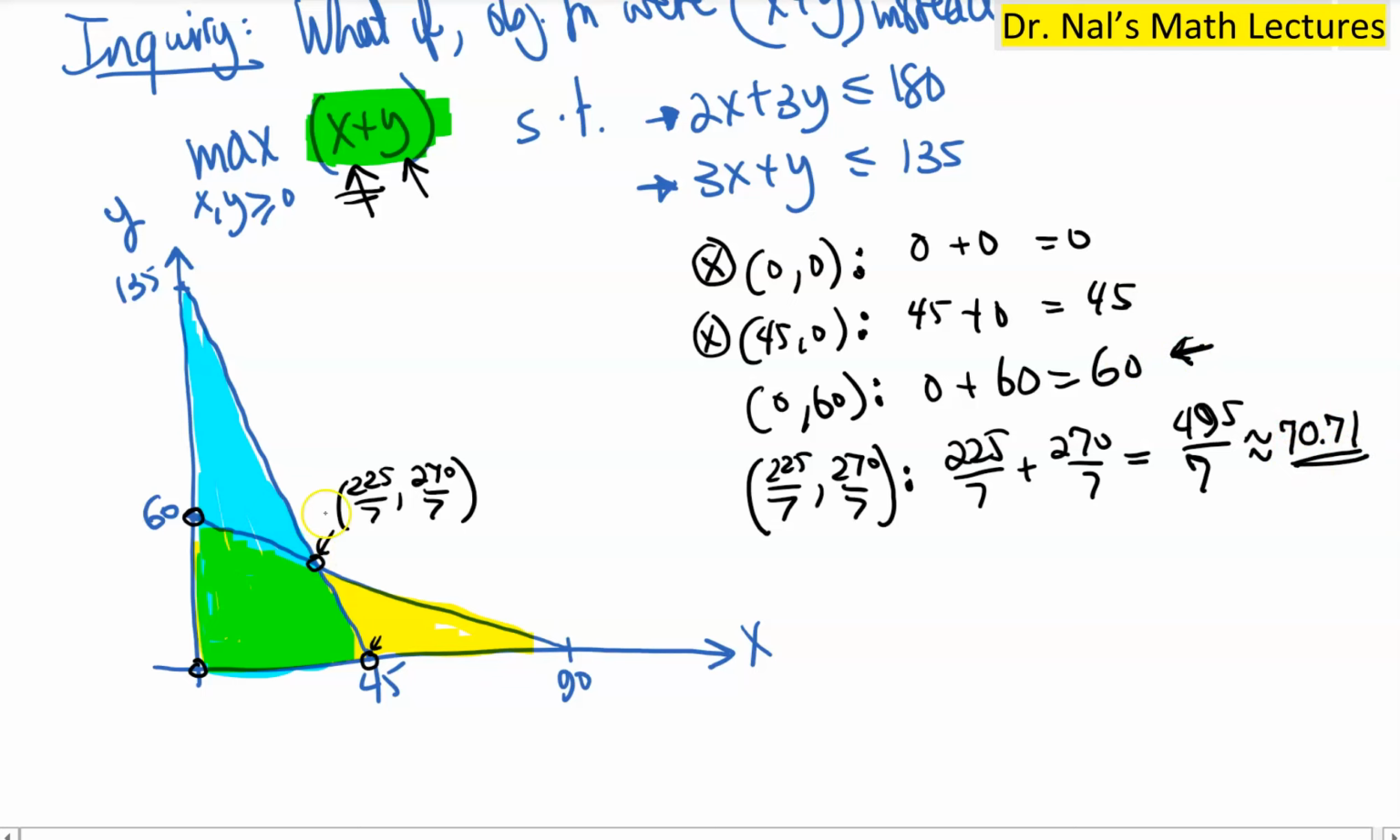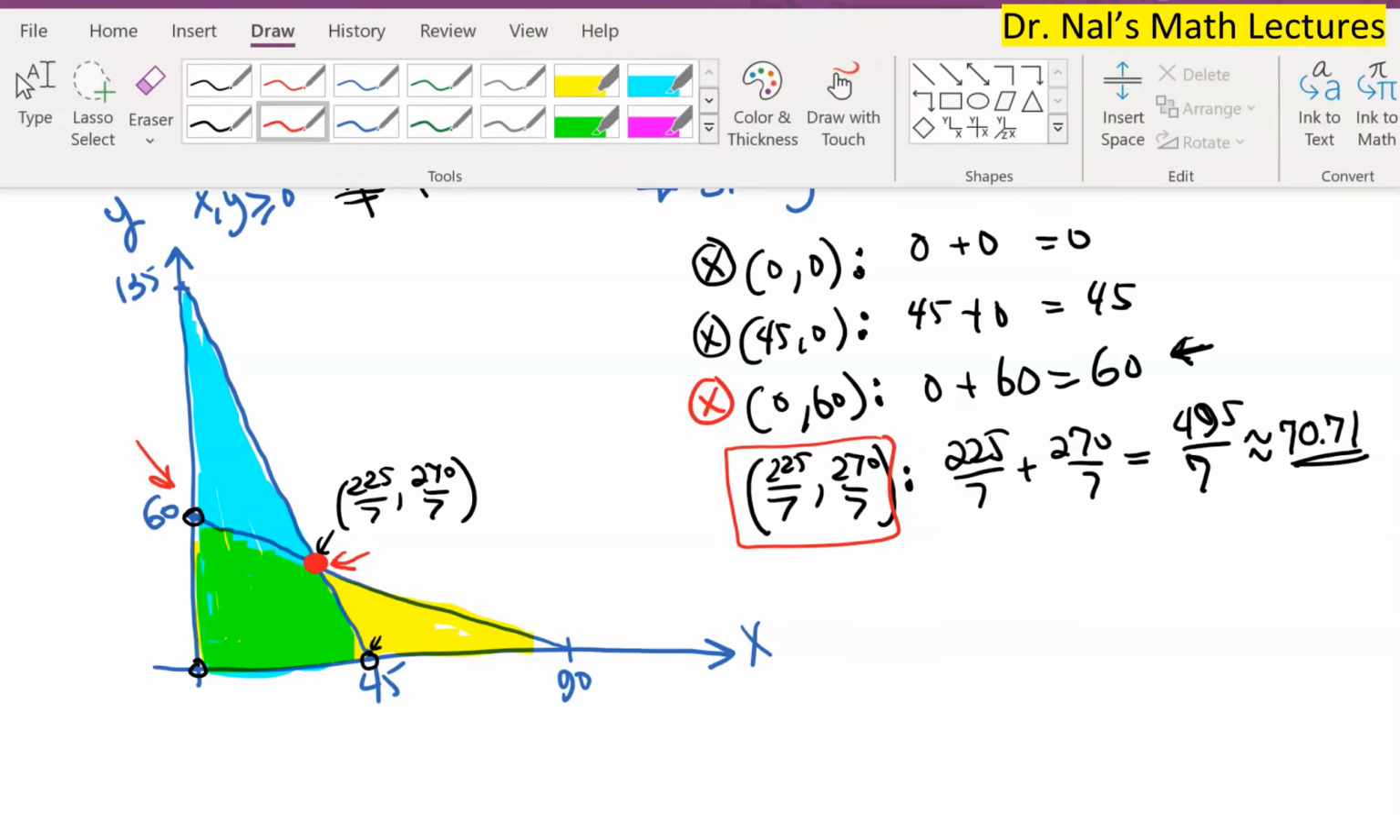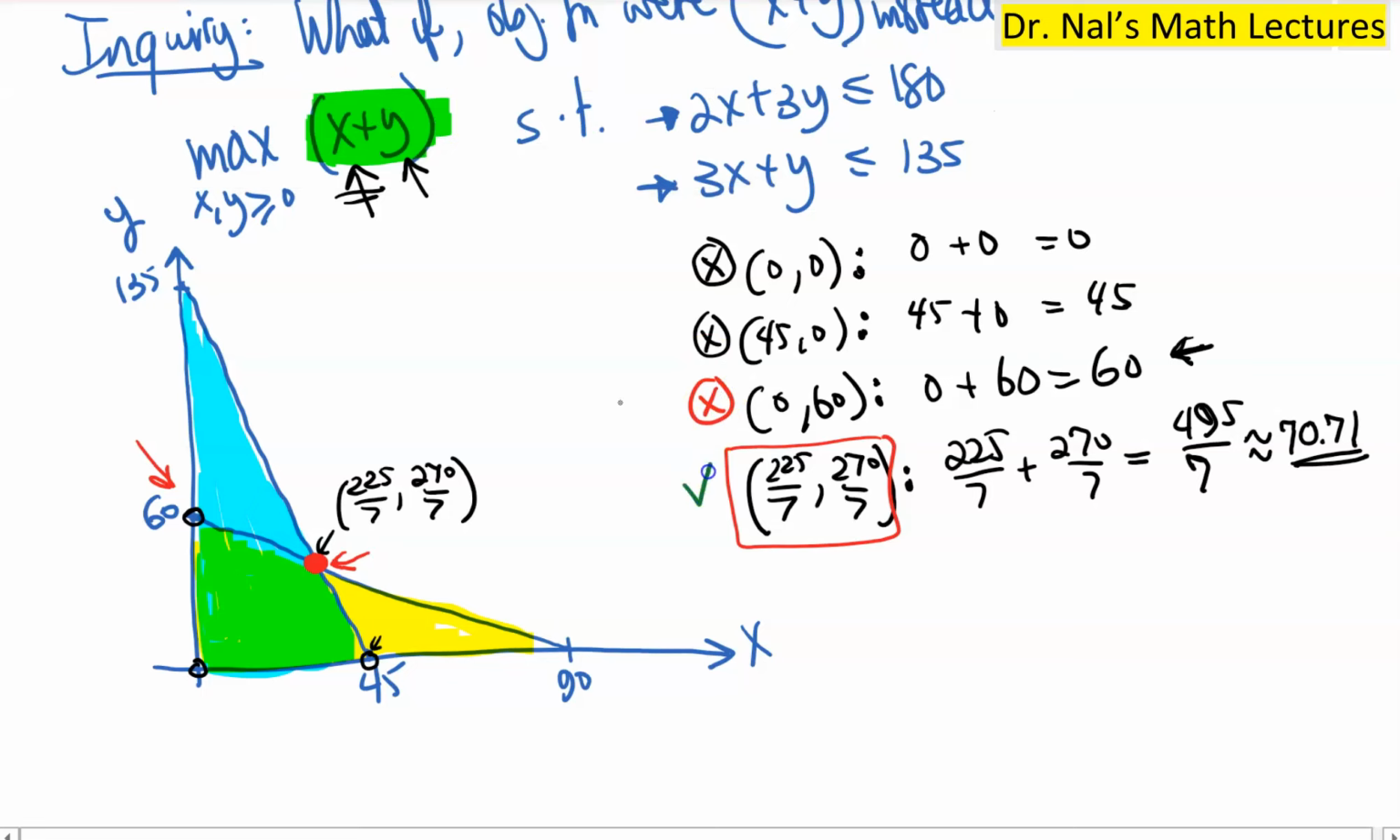So it turns out I claim this must be the answer. This is the one which has the maximum value. Compared to the previous one, suddenly the solution changed, but it's still a corner solution. Do you guys see that? So this is the actual answer, not the other one. The correct answer is, oops, let's put a check mark, this one. This one is where the function x plus y is maximized.